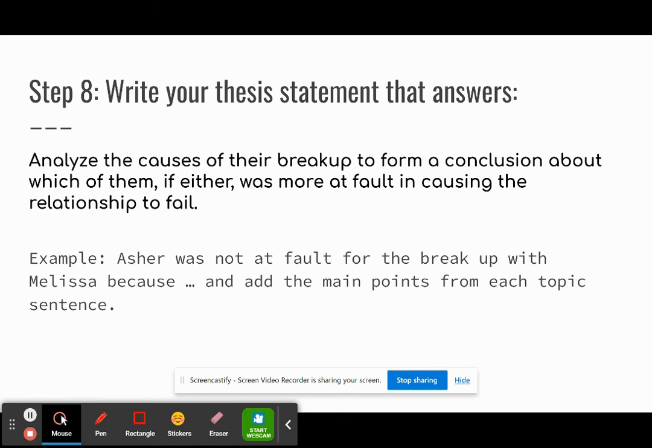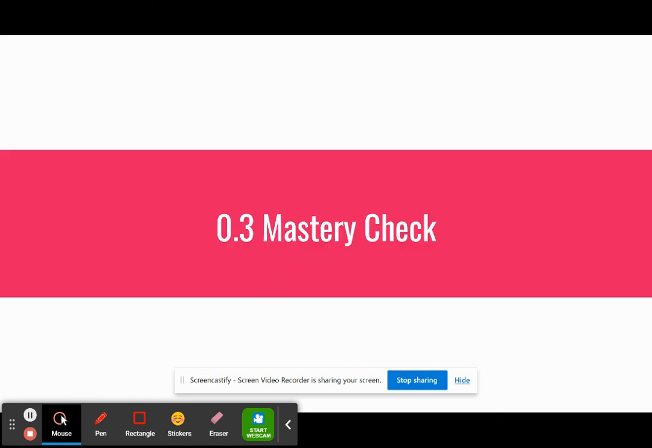Once you finish this and submit this, you're going to do the mastery check, which is a Google form. See me for that.